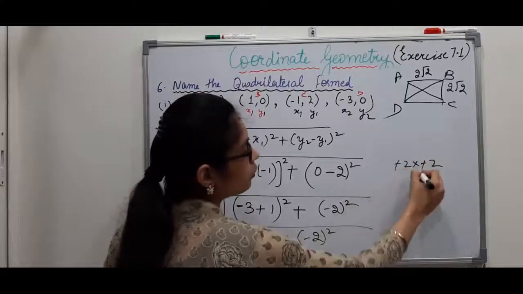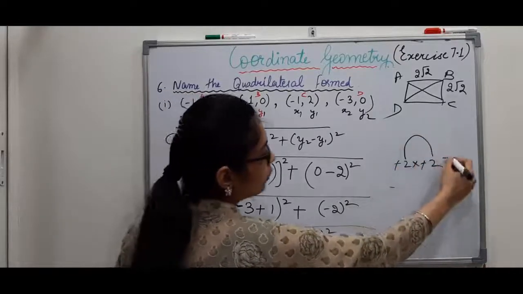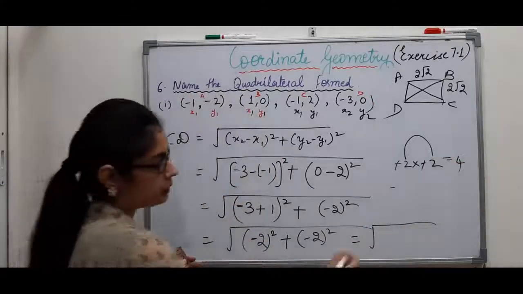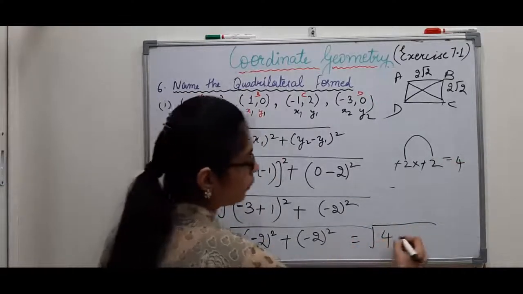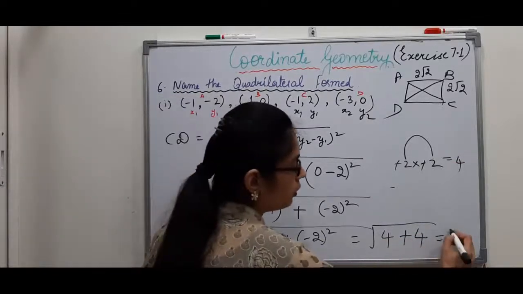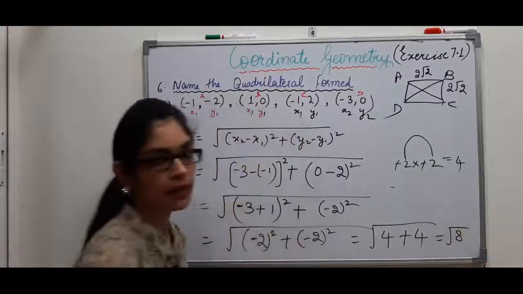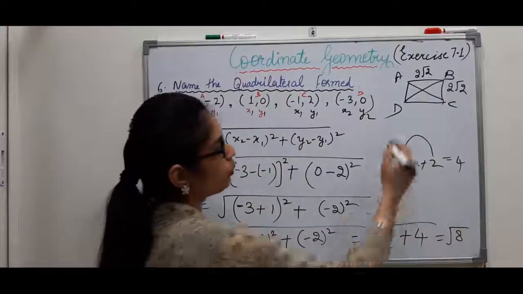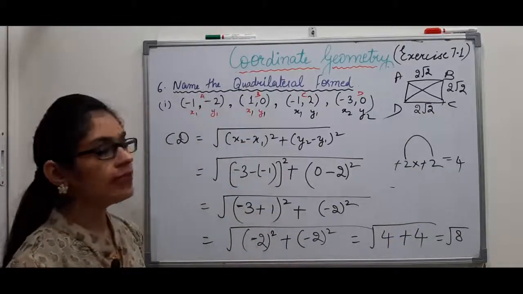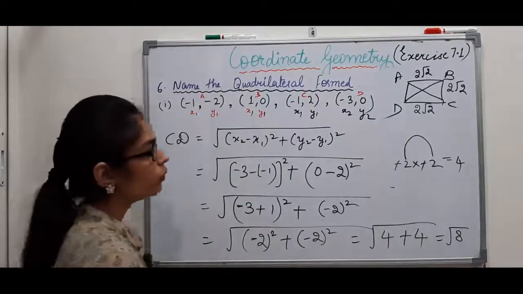Minus 2 into minus 2, minus and minus sign will get cancelled. 2 into 2 is 4. So the whole square of minus 2 is 4 and the whole square of minus 2 is 4. So 4 plus 4 again is root 8. Root 8 means 2 root 2. So CD also we got 2 root 2.